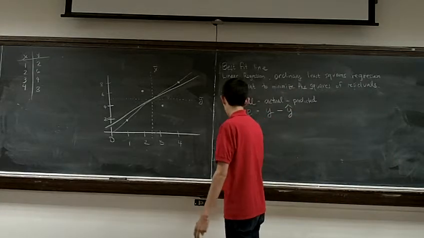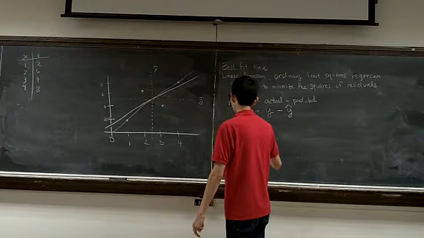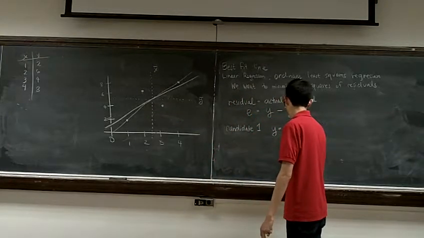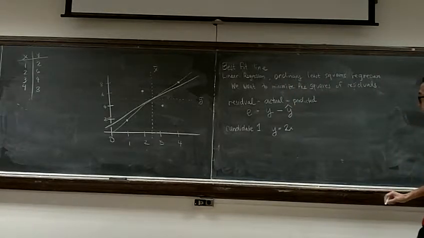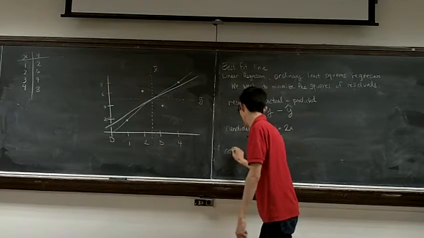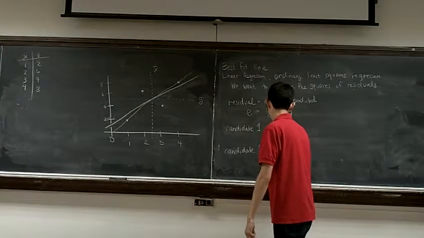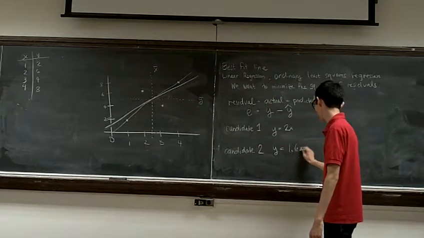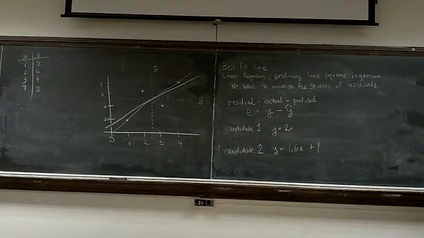Alright, so over here, so we have candidate 1. Actually, this one's easy. It's y equals 2x. Alright? Y equals 2x, that's candidate 1. And then candidate 2 is y equals 1.6x plus 1. I took an aside to get this.